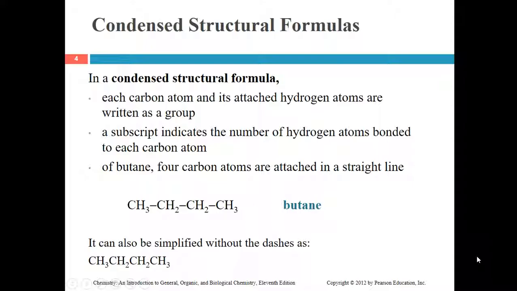Now we're going to look at different ways to write these formulas. In a condensed structural formula, you have a carbon atom and its attached hydrogen atoms, and they're written as a group. And so the carbon that has 3 hydrogens going away from it, the 3 hydrogens are written attached to the carbon. Why? Because, well, A, that's how they do it, but B, it's attached to that particular carbon. And so on our next carbon, our second carbon, notice it has a bond to this carbon, it has a bond to that carbon, so that takes up 2 single bonds.